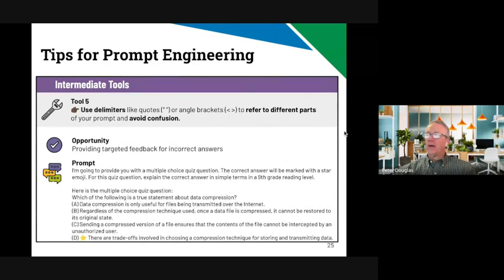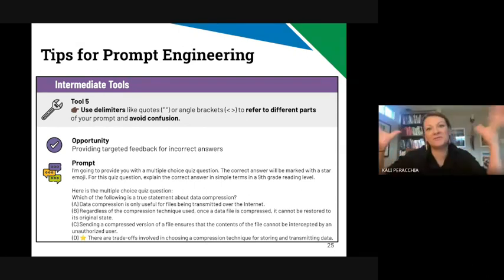Another one would be, and Kaylee actually has been playing around with this more than I have, there's some ways to use special characters in your prompts, using quotes or angle brackets to refer to different parts of your prompt and avoid confusion. It just helps clarify really specifically to the chat bot what you're looking for. I haven't tinkered around with this as much as Kaylee has. Have you found good uses for this, Kaylee, or what did you find?